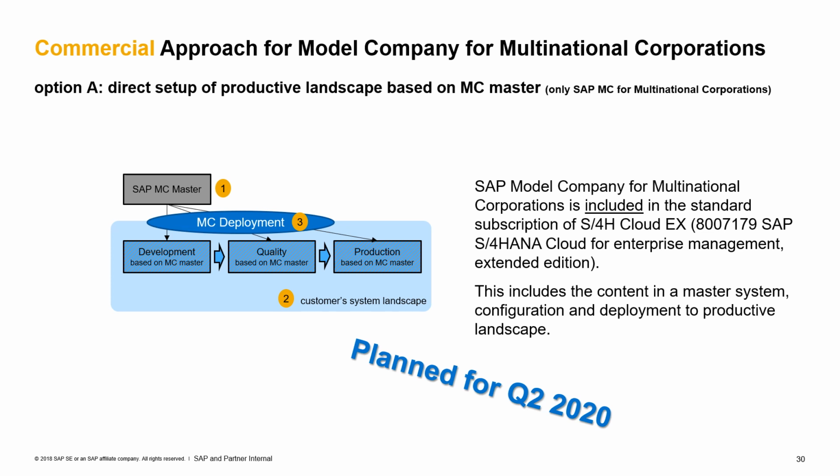Here's an option for a direct setup of a productive landscape using Model Company Master using the SAP Model Company for multinational corporation. We talk about this because Model Company for multinational corporation is included with a subscription license fee for enterprise management for extended edition. This includes the content in a master system, configuration, and deployment to productive landscape. There may be some services that might be required, so please work with the cloud architects and the team to determine what DBS services might also be required.